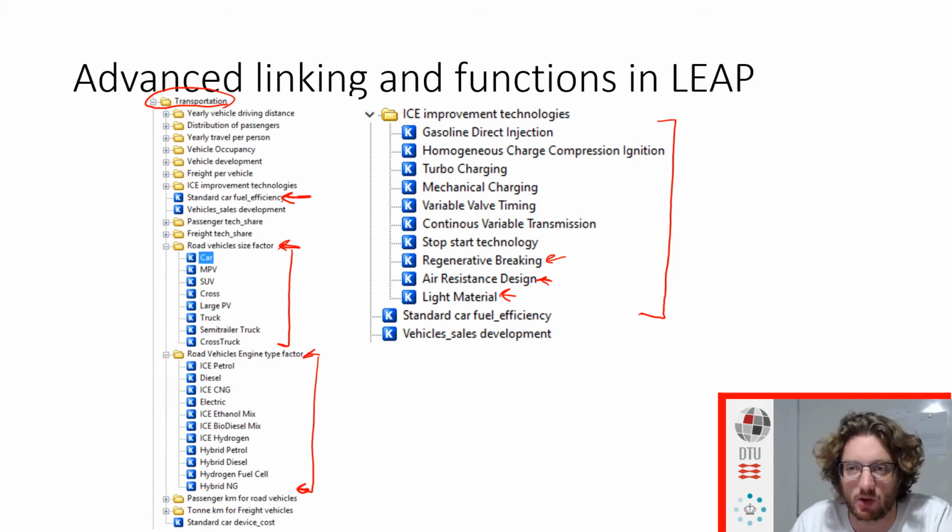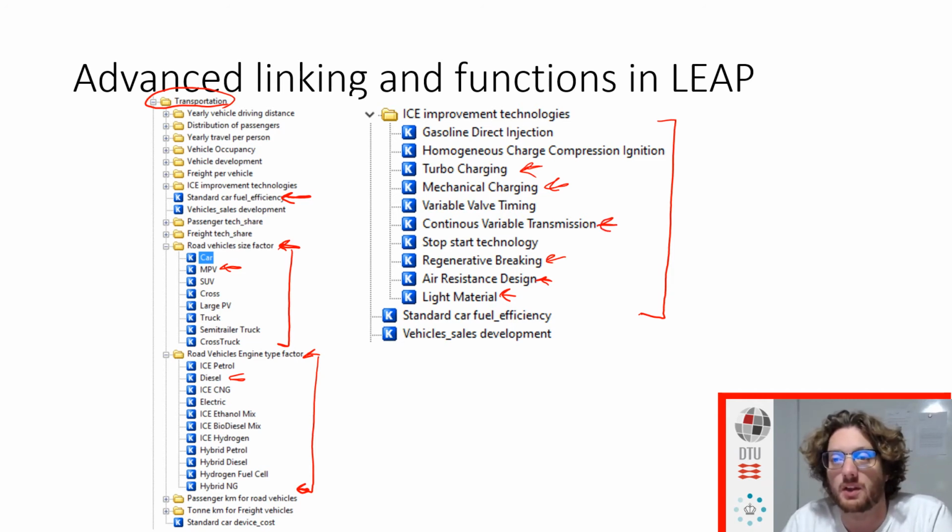So if we were to switch from the ICE petrol car to an MPV diesel, a diesel MPV, then suddenly we would have to look at the sizing factor for the MPVs, and then also the road vehicle type factor for diesel, and then we would have a number of different things we can use in diesel vehicles that are different from the petrol vehicles. Now, why would we want to do that?